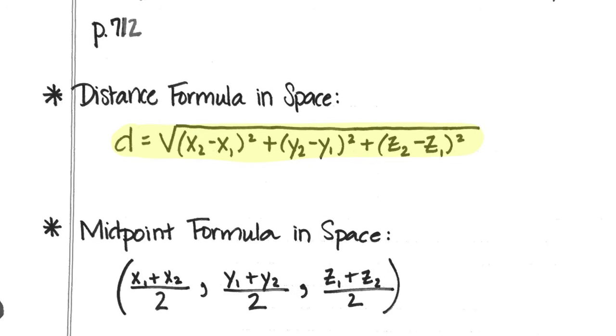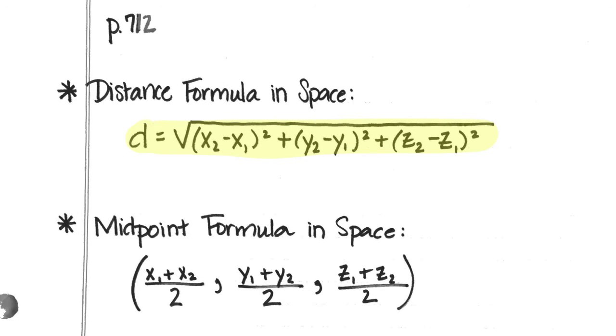The other popular formula in Algebra 1 is this midpoint formula. Remember, the midpoint formula is just the averages, x sub 1 plus x sub 2 divided by 2, y sub 1 plus y sub 2 divided by 2, z sub 1 plus z sub 2 divided by 2.